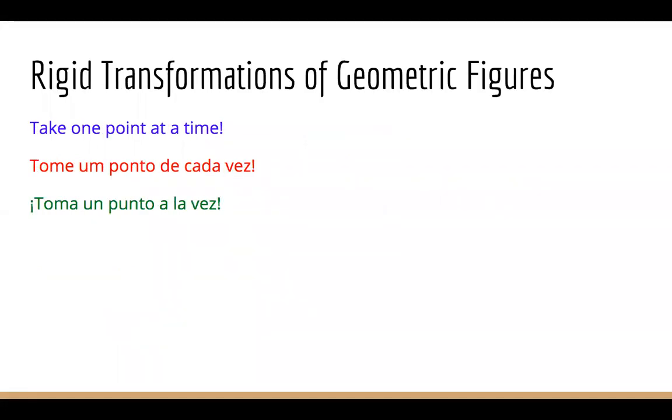Rigid transformation of geometric figures: take one point at a time. Basically, when you transform or rotate, the easy way to do it, instead of finding random points, is to take the vertex points, the corner points, and then move those points according to the direction.